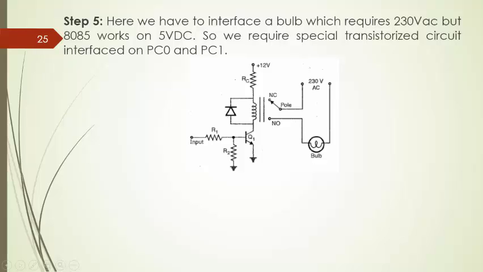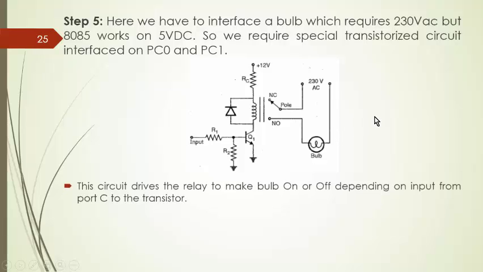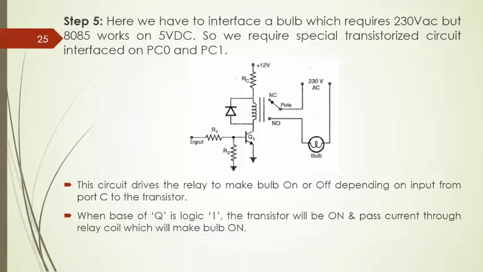And this diode is a freewheeling diode, used to protect the transistor, because due to the current which is available in the coil, there is a chance of damage to the transistor. That's why freewheeling diodes are most of the time found with relay coils.